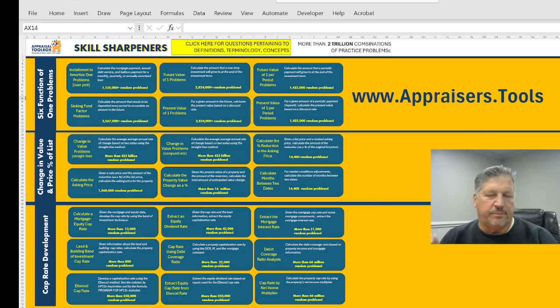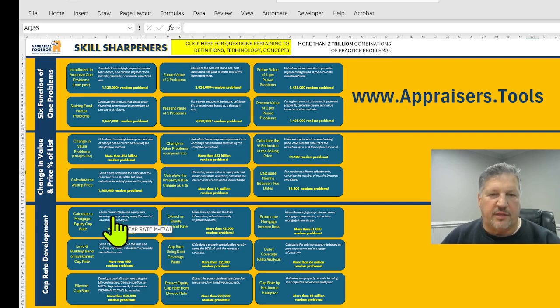Now, this session today assumes that you have some familiarity with developing cap rates by mortgage equity and you understand the concepts. So this really is not as much the instruction on how to develop cap rates as much as it is to introduce you to these practice problems for the repetitious practice of problem solving for cap rates. Okay, so let's take a look at the mortgage equity cap rate button here.